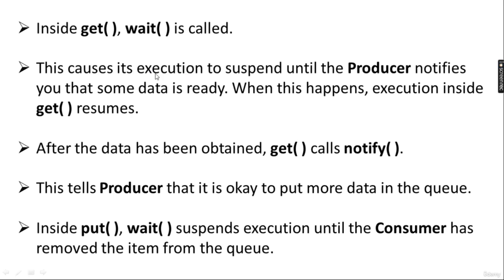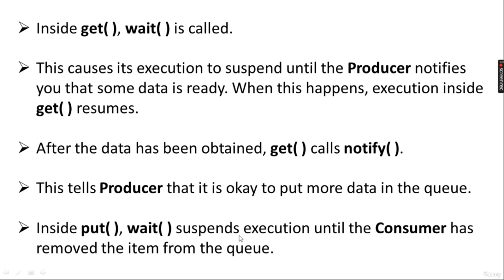Now inside get, wait is called. This causes the execution to suspend unless the producer notifies you that some data is ready. Unless and until data is put into the queue, you cannot get from the queue. When this happens, execution inside get resumes. So this is a very good advantage of the wait and notify functions. After the data has been obtained, get calls notify. So notify will notify put to put the value. This tells the producer that it is okay to put more data in the queue.